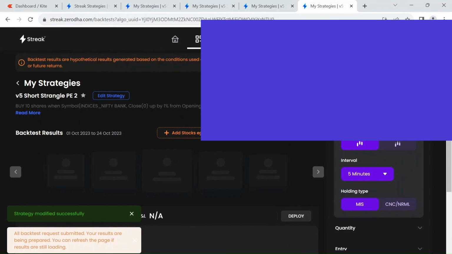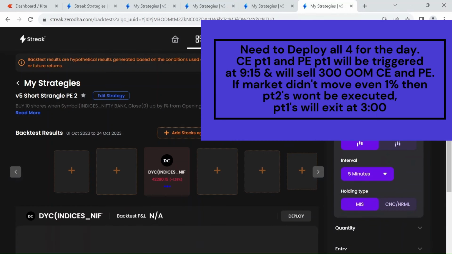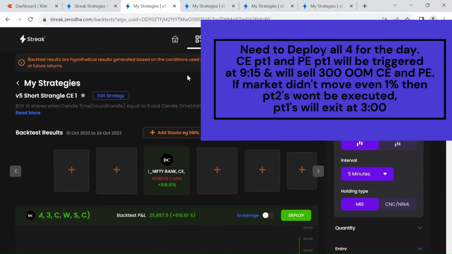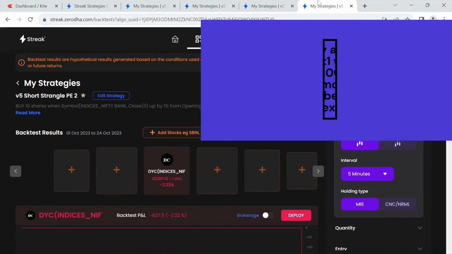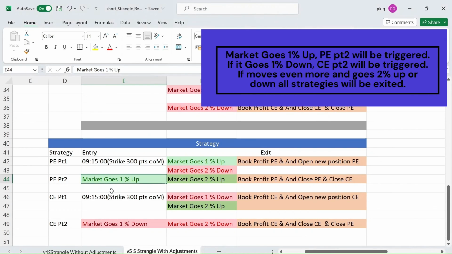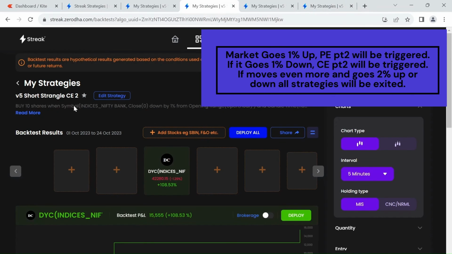So you have to deploy all of these strategies for the day, and these will pick up as the market goes up or down. These CE 1 and PE 1 will be executed at 9:15, and if the market didn't make any big moves, they will be exited at 3 o'clock, these two. But if the market goes up, then what happens? Market goes up, then this PE part 2 strategy will be executed, and if the market goes down, then this CE part 2 strategy will be executed.